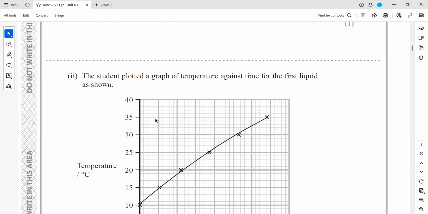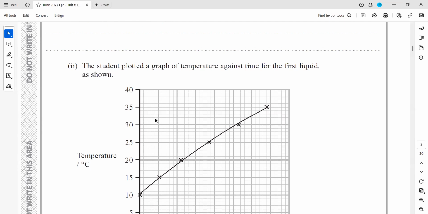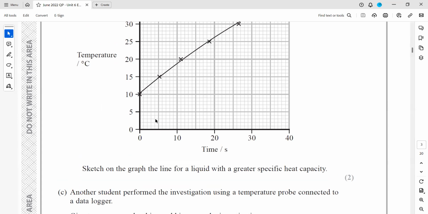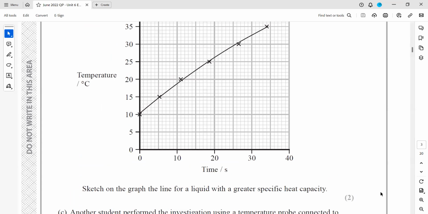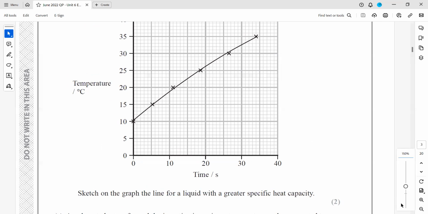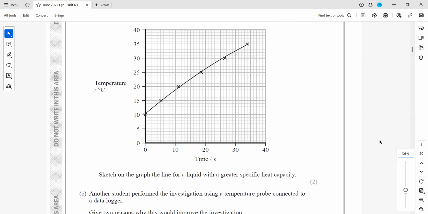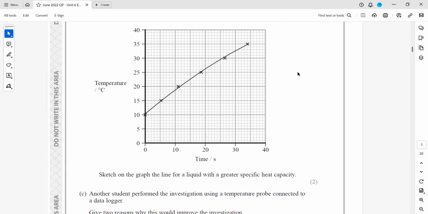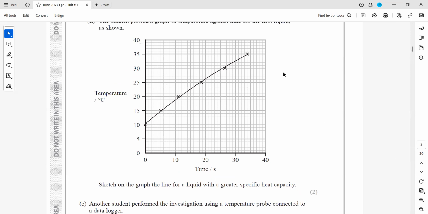The student plots a graph of temperature against time for the first liquid. Sketch on the graph the line for a liquid with a greater specific heat capacity. If we have a greater specific heat capacity, then the temperature change will be smaller. And they already mentioned that we start both liquids with the same starting temperature. We have the formula: energy E = c m delta T. Energy is equal to specific heat times mass times temperature change.